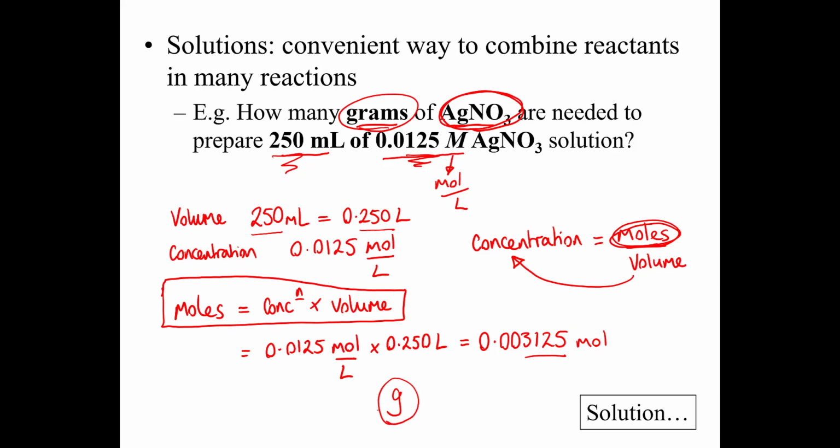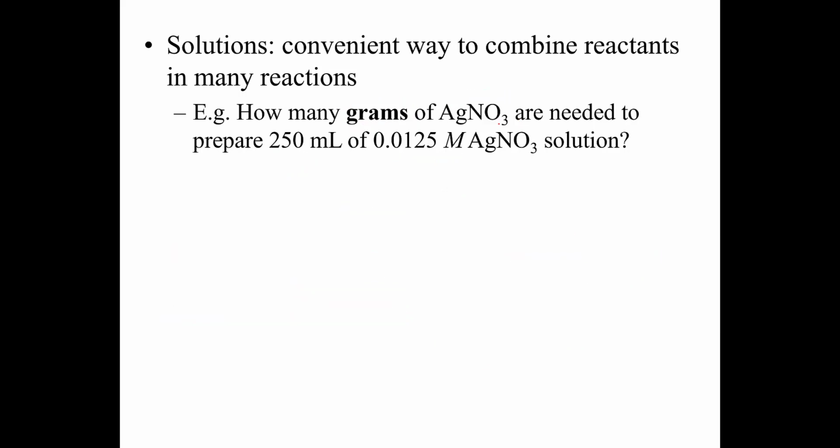That's what the question is asking me to find. So now all I need to do is convert this number of moles into a number of grams of silver nitrate. How do I do that? So let's bring forward the answer from the prior section. So that was 0.003125, and that was moles of silver nitrate.